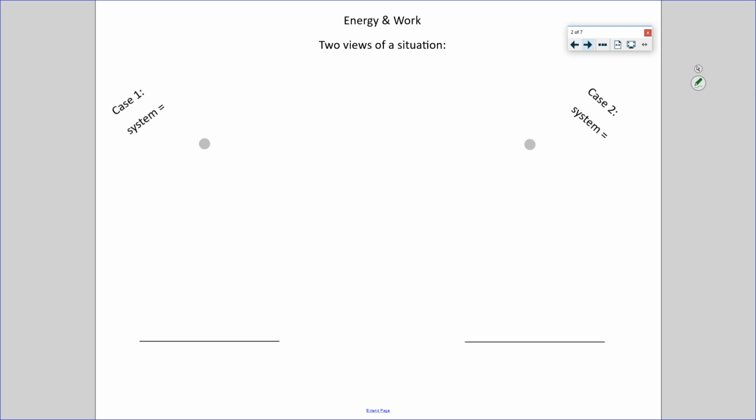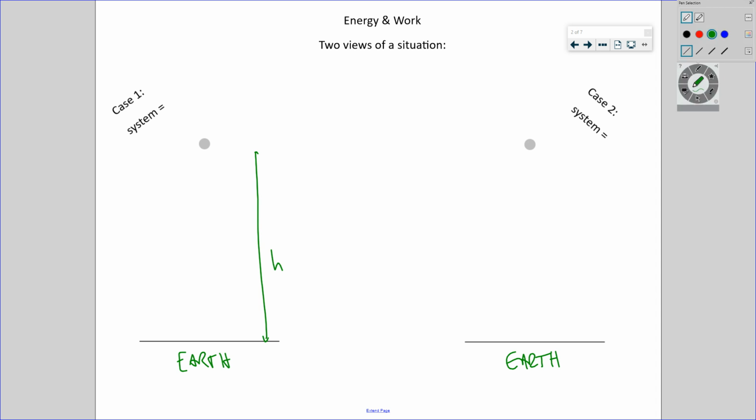All right, let's look at a case like this. We have an object, and it's held, let's say, a distance h above the Earth. And here's the Earth. We're going to look at this from two different perspectives. Depending on how we want to define our, quote, system, we're going to talk about some different approaches that yield the same result.